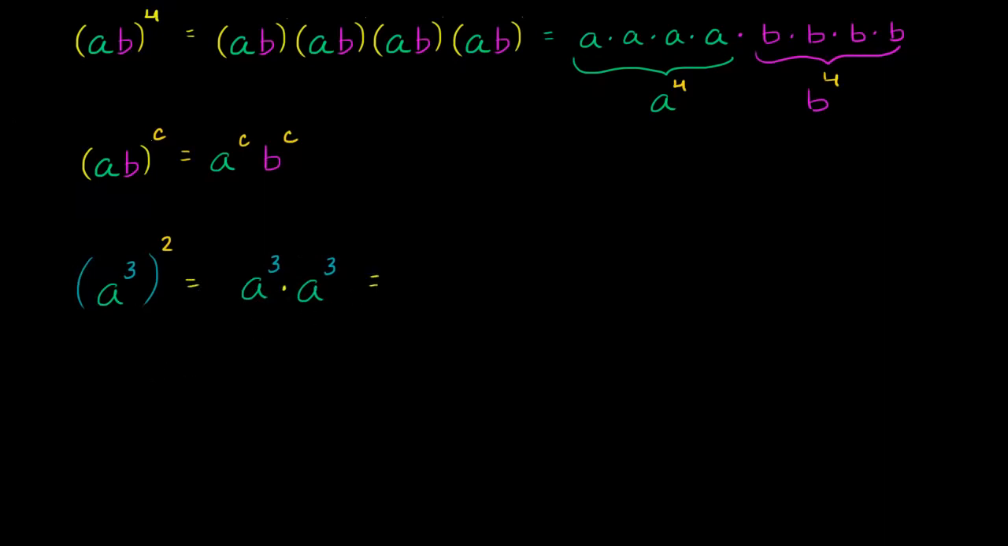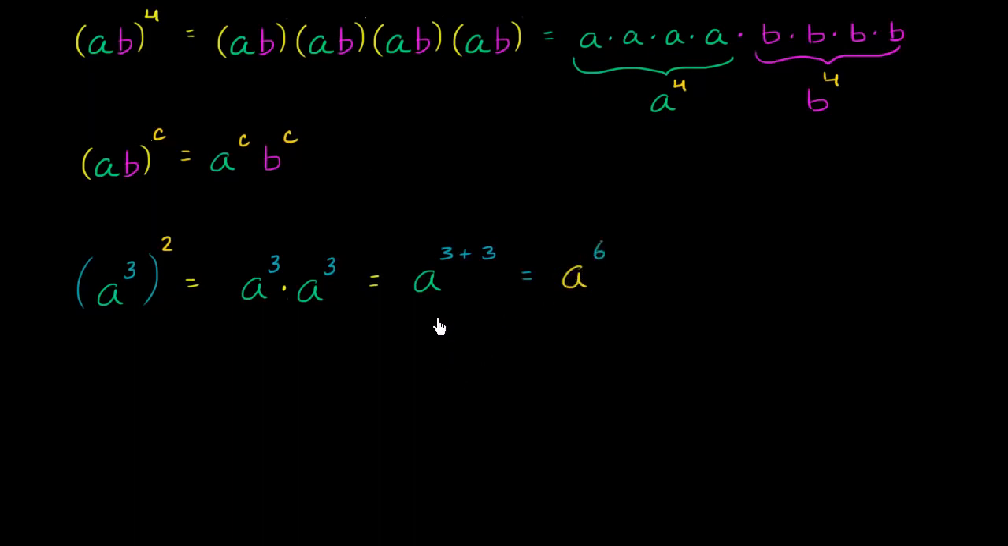And that's going to be equal to a to the 3 plus 3 power. We have the same base and they're being multiplied, so we add the exponents. It's going to be the sum of the exponents, which of course is going to be equal to a to the 6th power.